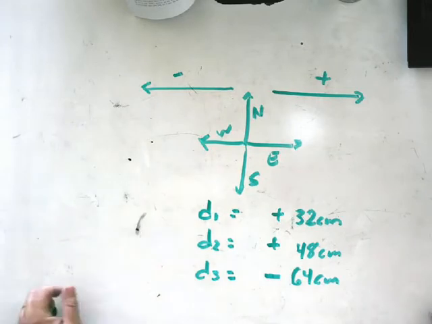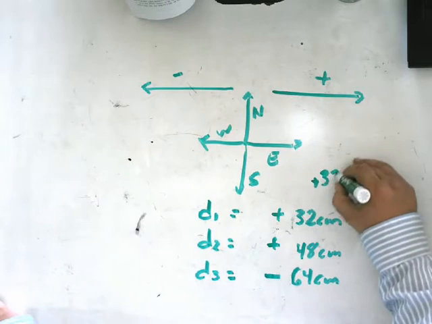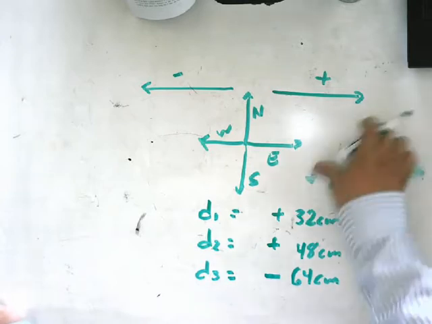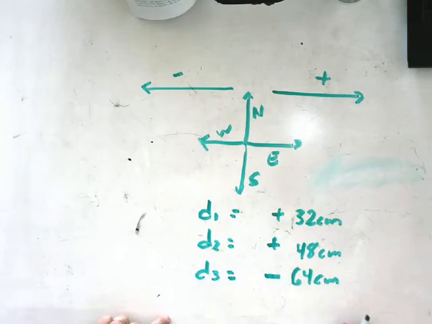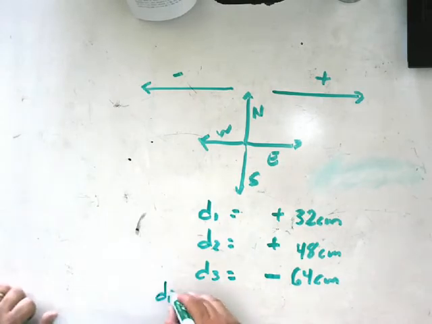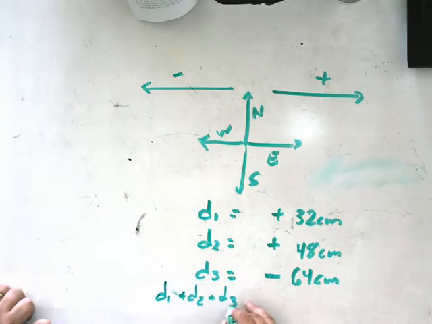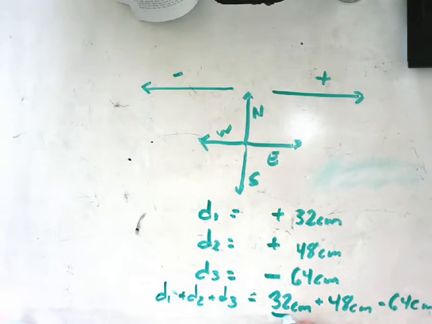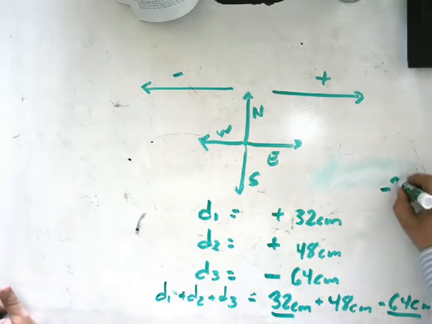When I'm talking about totals, I'm talking about summing up everything I have. So it's actually pretty simple now. Let me put this where I have a little more space. So down below, D1 plus D2 plus D3 is going to be 32 centimeters plus 48 centimeters minus 64 centimeters. To do this quickly in my head, I realize that this and this are closely related. This is exactly half of that. So when I add this to this, I'm going to end up with negative 32 centimeters.